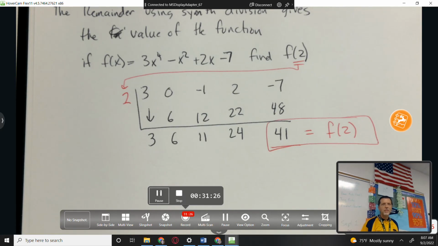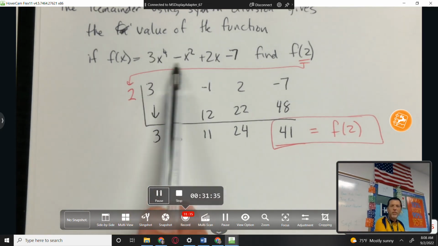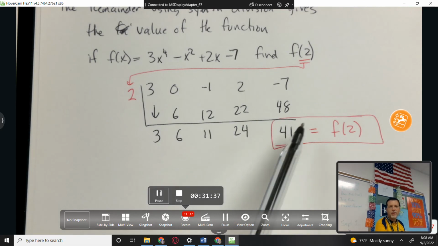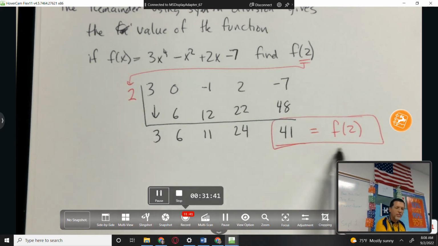Which is kind of weird that works. So you could plug in 2 and do all the multiplying and fourthing and squaring and adding and subtracting and land at 41. Or you can sort of plug in 2 to synthetic division and you also get 41. It's a weird thing that works that way.